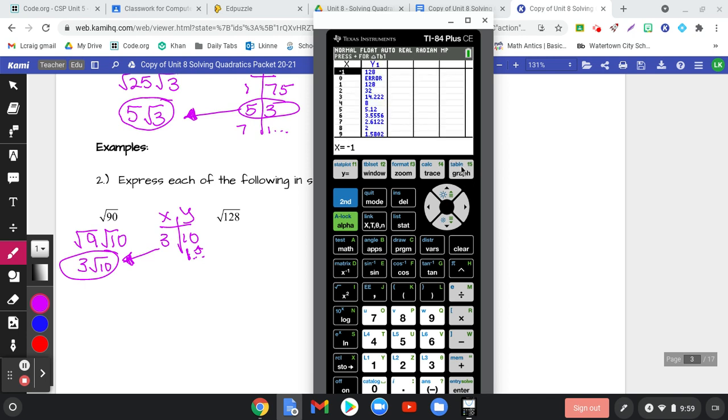Second graph, go to the table, go down, so there's 2 radical 32, 4 radical 8, 8 radical 2, and then the 1. So the 8 radical 2 is the one that's most simplified. So each of these simplifies it down a little bit, but you want to go to the one that's most simplified.